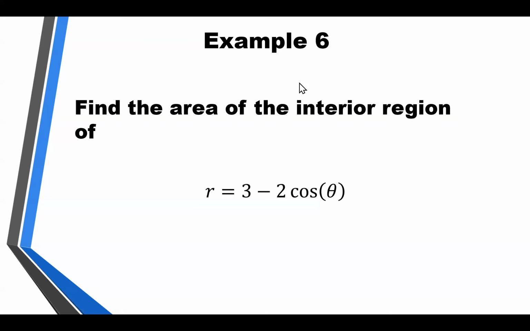Let's look at another example. Here we have example 6. We want to find the area of the interior region of this graph, r equals 3 minus 2 times cosine of theta. Now this is a limacon with a dimple. So this is a dimpled limacon.